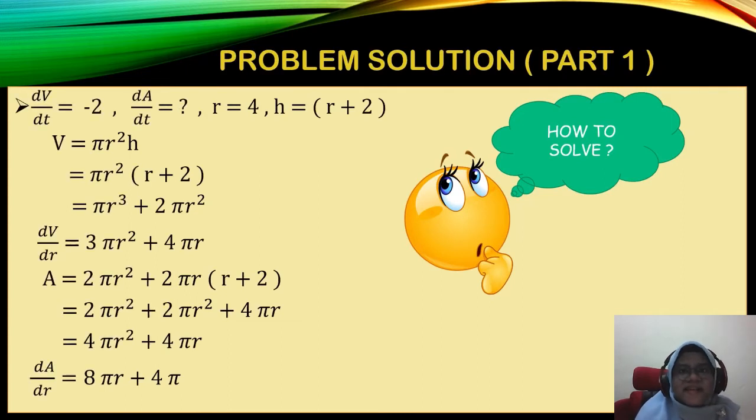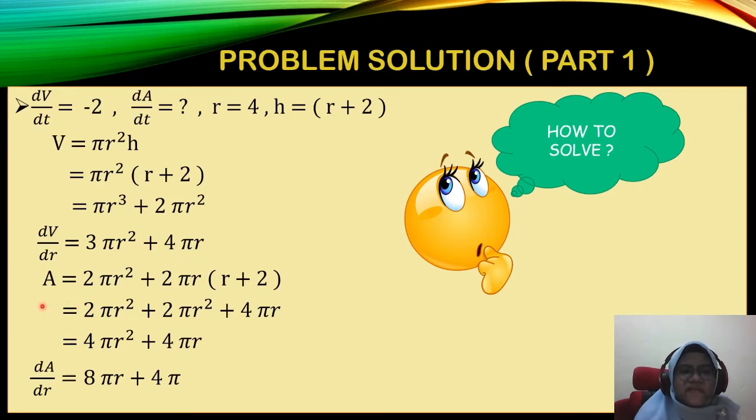Then, let's take a look at the problem solution in part 1. Firstly, the volume of the cylinder is equal to pi r squared h. The height of the cylinder is equal to r plus 2. Then we substitute this value into the equation and expand it, and it will become pi r cubed plus 2 pi r squared. Then we differentiate, which is dV over dr is equal to 3 pi r squared plus 4 pi r.